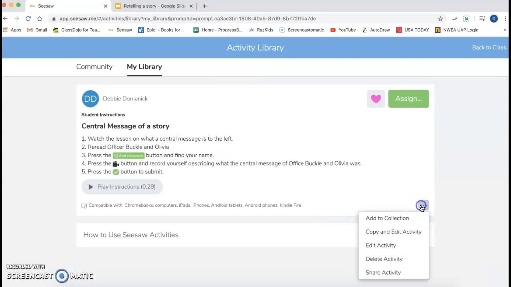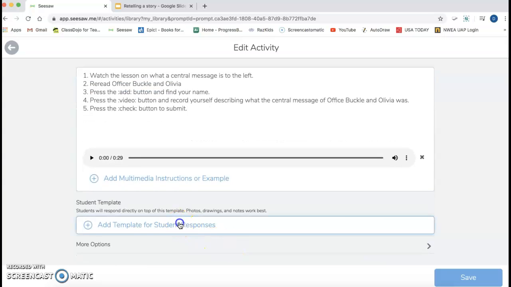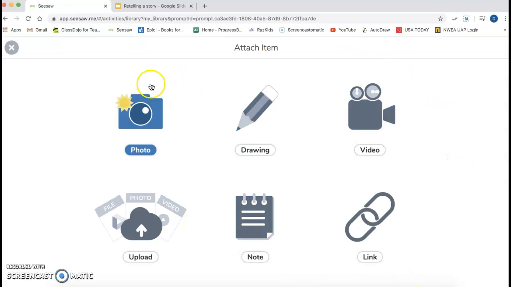When you go into the activity, yours is going to look different from mine, but I just want to show you an example. You're going to go into this screen. You have multiple options, but I would like you guys to select the video button and record yourself telling me what the central message of the story was. Please come back to this video if you get confused or if you want to review what a central message is. And again, you can always contact Miss Dominic and I would love to help you.